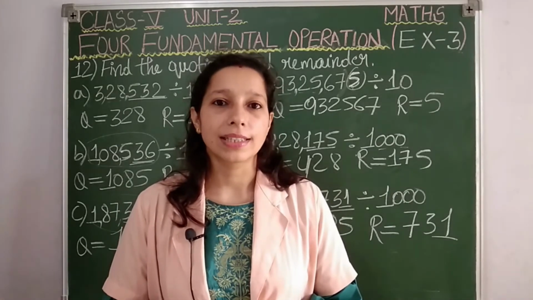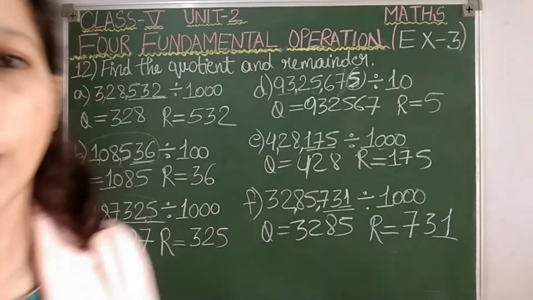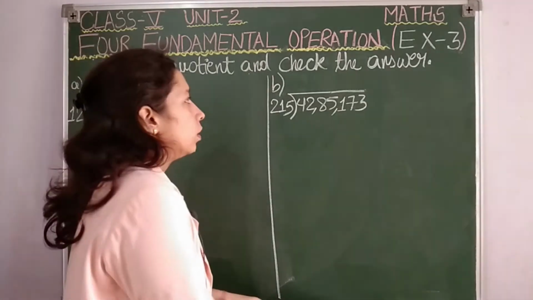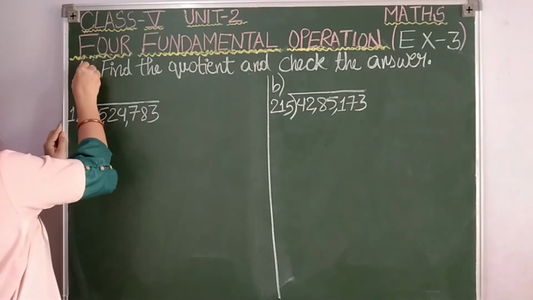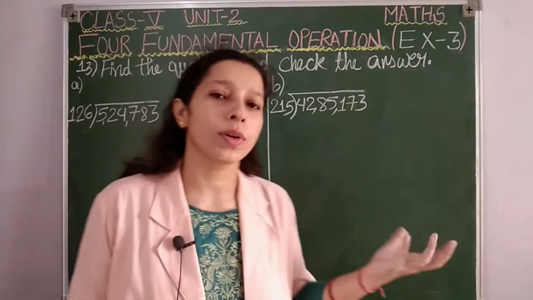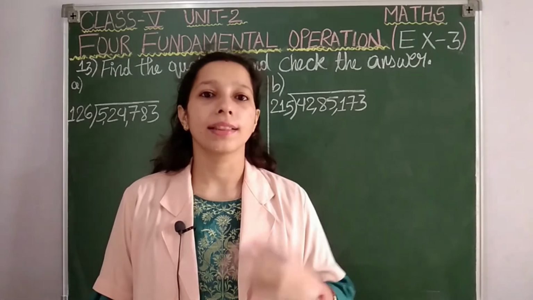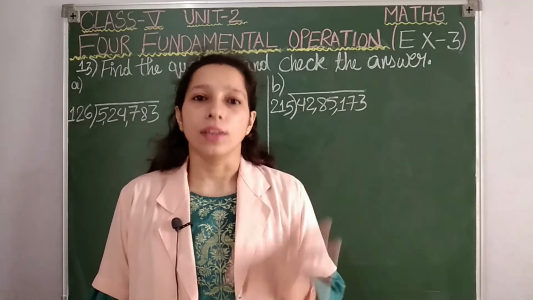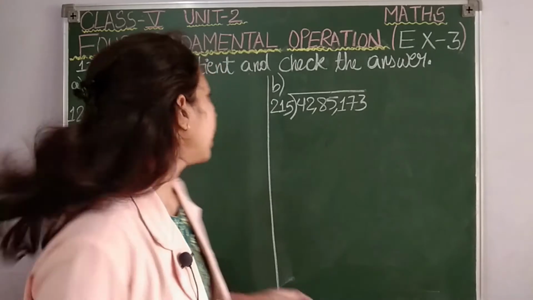Okay, now let us quickly see our next question, that is question number 13. Note it down. So students, let us see the next question, question number 13. The 13th question is find the quotient and check the answer. So students, again here we have to divide, get the quotient and remainder, and then we have to check our answer. How to check our answer, students? For division, dividend equals divisor multiplied by quotient plus remainder. Okay, so let us see, students.